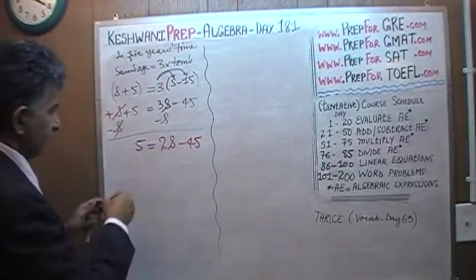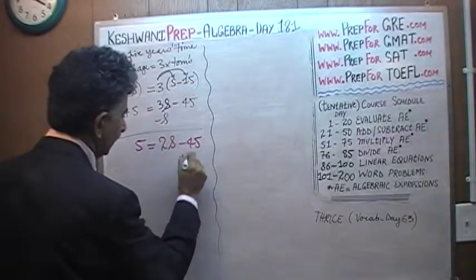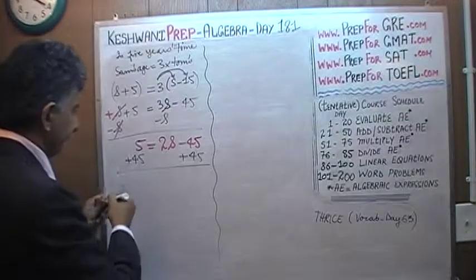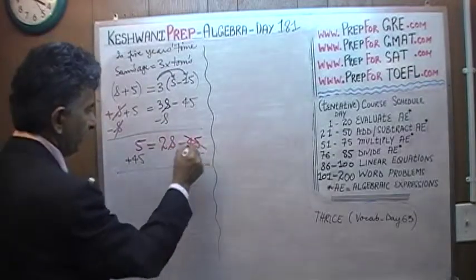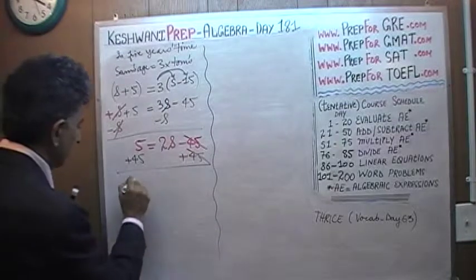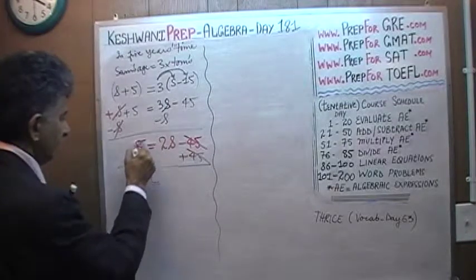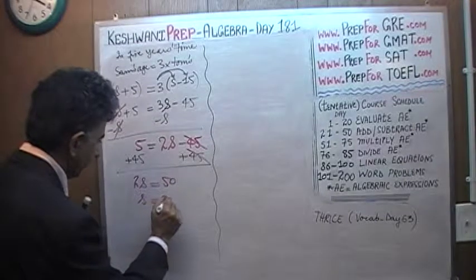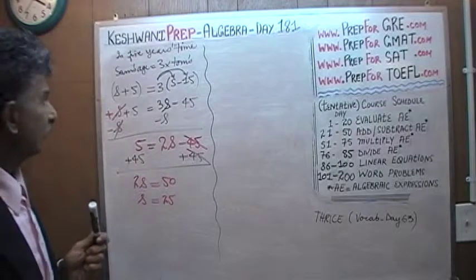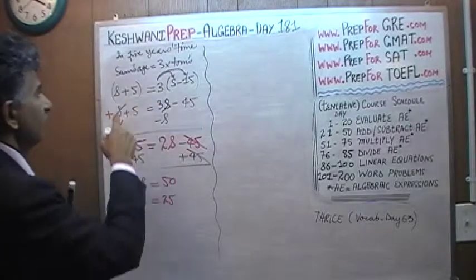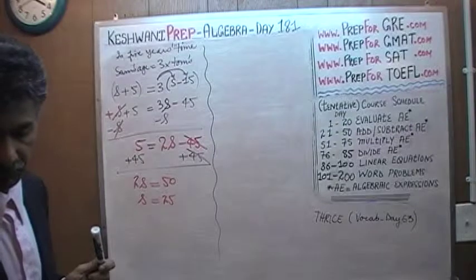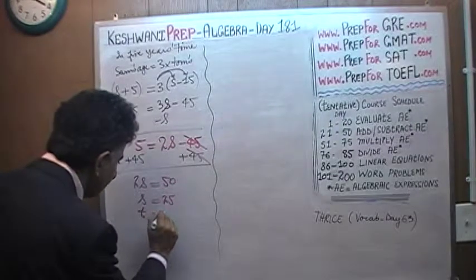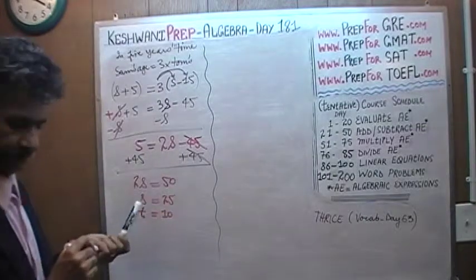We have to bring 45 to the other side. Let's add 45 to this side and 45 to this side. So this 45 drops out with this 45 and we end up with 2s. 2s equals 45 plus 5, which is 50. So s equals 25. If s equals 25 and we know s represents Sam's age, we are told he's 15 years older than Tom. If Sam is 25, then Tom must be 10.